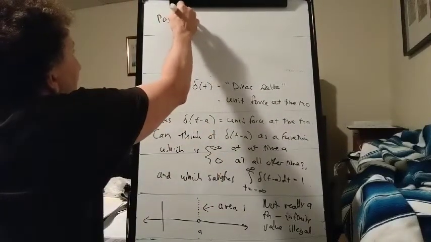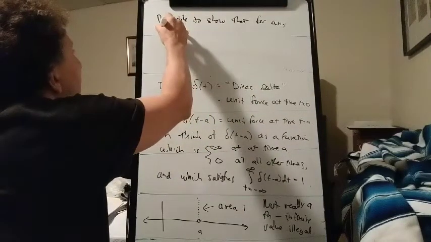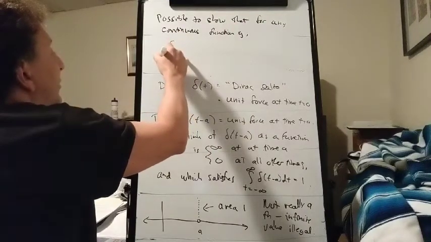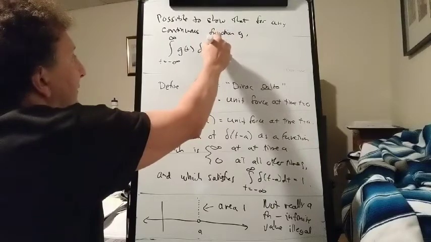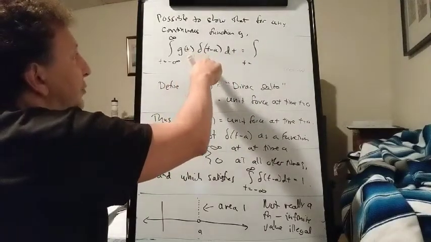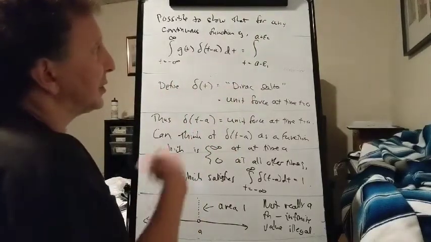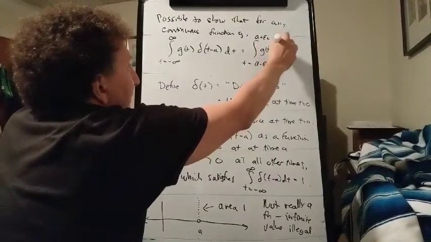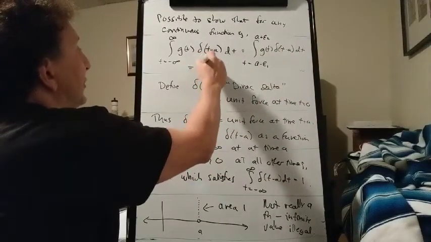Now it's possible to show that for any continuous function g, the integral from negative infinity to infinity of g of t delta of t minus a is equal to the integral from anywhere to the left of a to anywhere to the right of a. So let me write a minus epsilon 1 to a plus epsilon 2. So a little bit to the left of a to a little bit to the right of a, even a lot to the left of a to a lot to the right of a, as long as we're integrating over a. So any one of these integrals equals g of a.